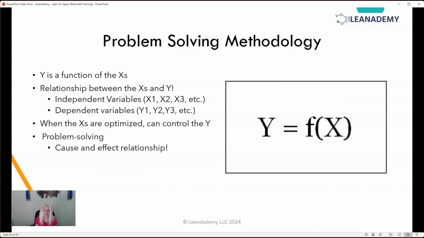So this is where we get into problem solving, because we're looking at a cause and effect relationship, right? So if we have a lot of X's that are causing a problem, we're going to feel it with the Y. And this helps us determine the right root causes, meaning it helps us understand where the most pain is being felt.